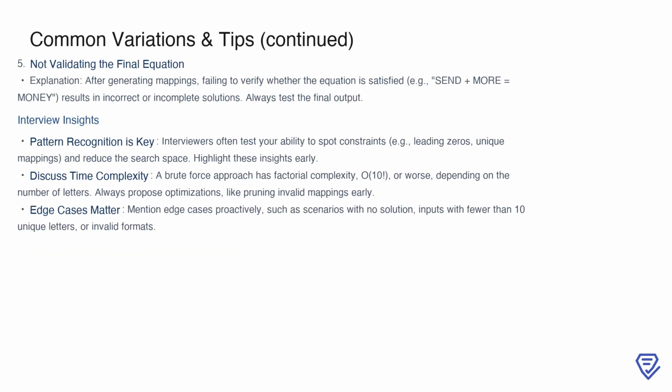Now, once you've generated a potential solution, it's essential to validate the final equation. For example, if you solve for SEND plus MORE equals MONEY, you need to substitute the digits back into the equation and confirm that it holds true. Skipping this step can lead to incorrect or incomplete solutions.